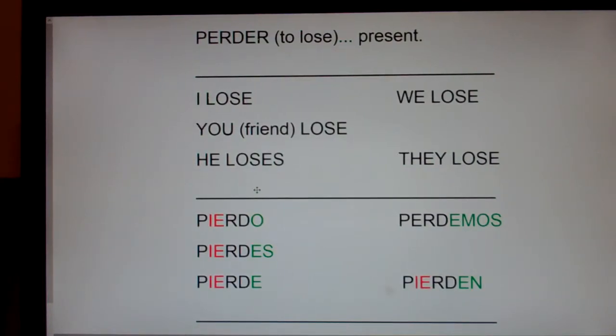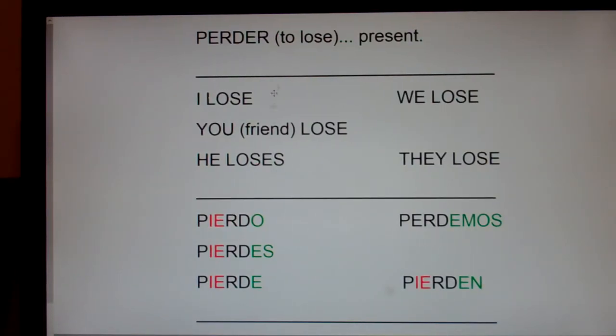Now I'll tell you, there are a couple exceptions, but most of the time, about 90% of the time, if it is an IR verb, like vestir or pedir, the E turns into an I because we keep our letter. But notice, perder is an ER verb. So this E is going to turn into IE. So querer is an ER verb. The E turns into IE. Quiero, quieres. Perder is an ER verb. So the E turns into IE. Now again, it doesn't work every time, but it works most of the time.